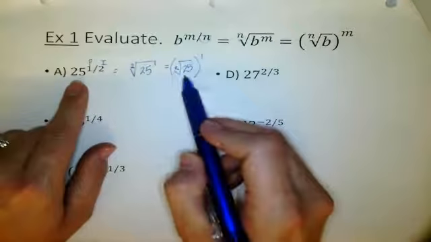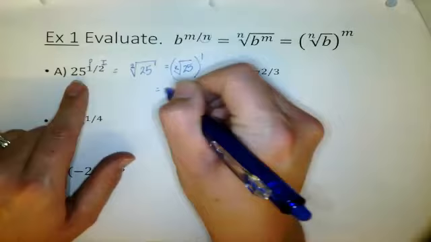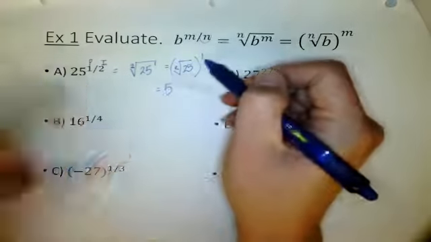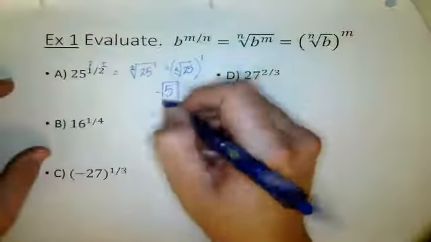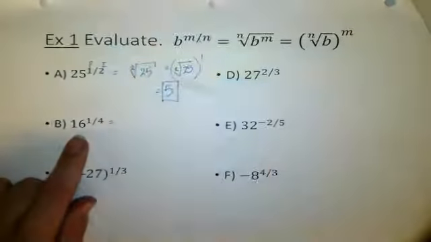Either way, I know that the square root of 25 is 5. And 5 to the first power is just 5. Okay. Lots of ways to write this. It just takes a while to get used to it.